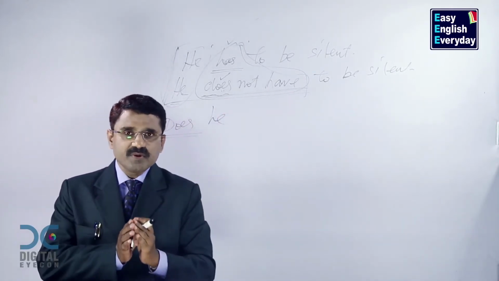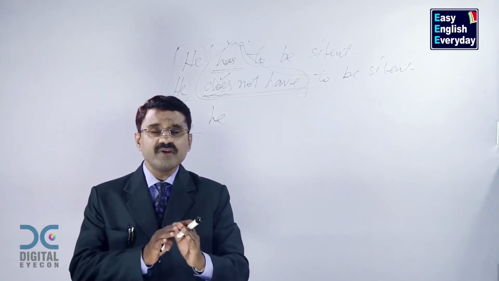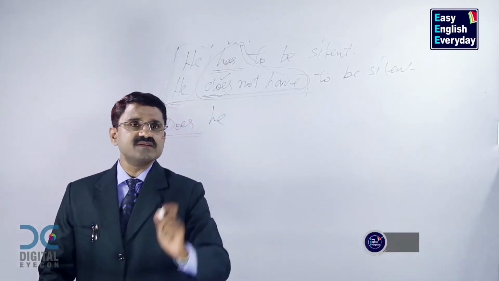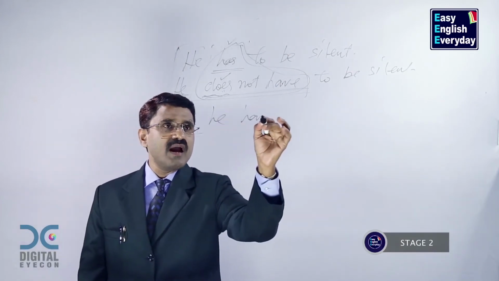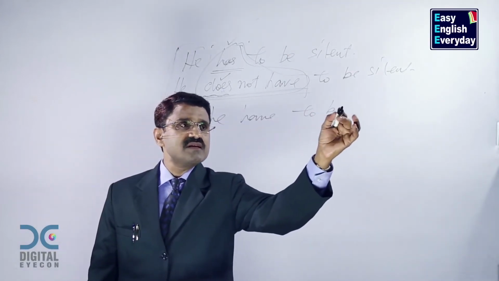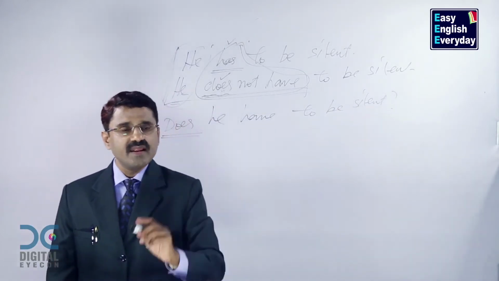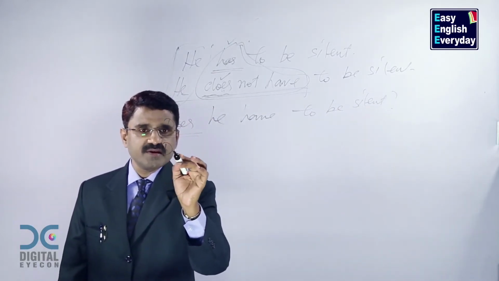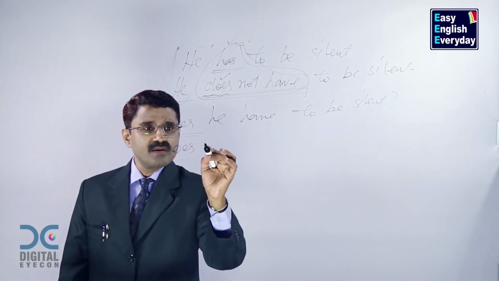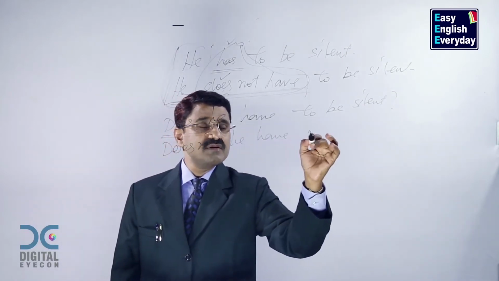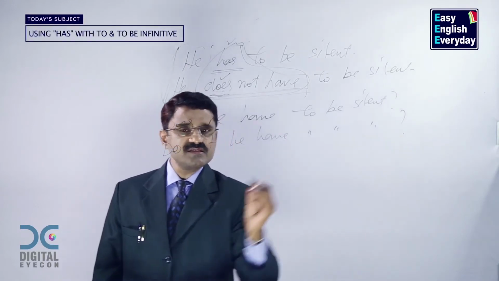So these two people, they don't get along with each other. Any one of them should be there in the sentence. Does he have to be silent? Negative question form, you can make it in two ways. Doesn't he have to be silent?